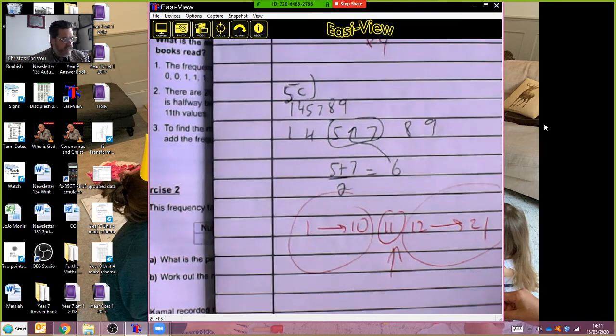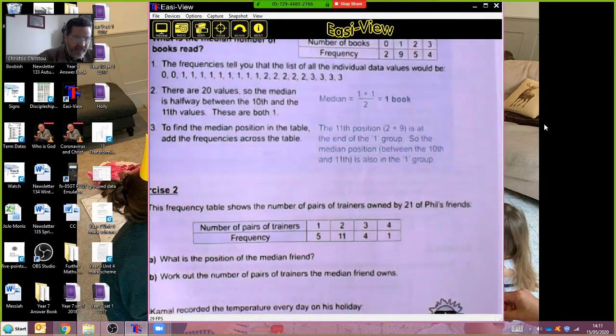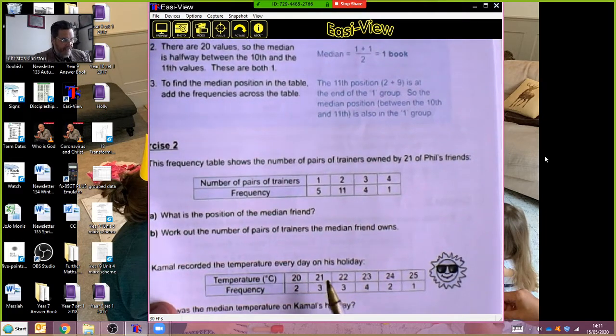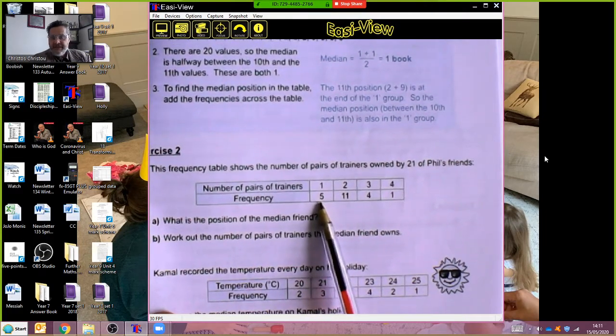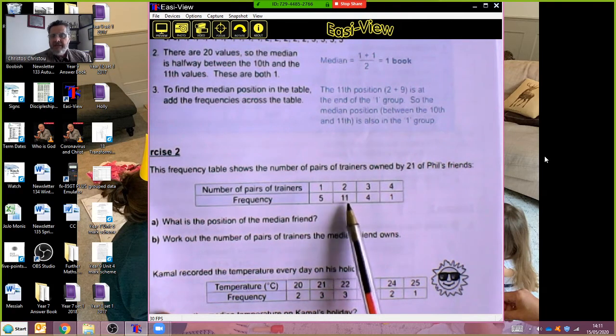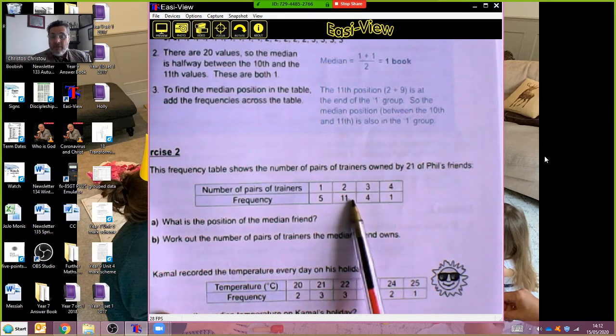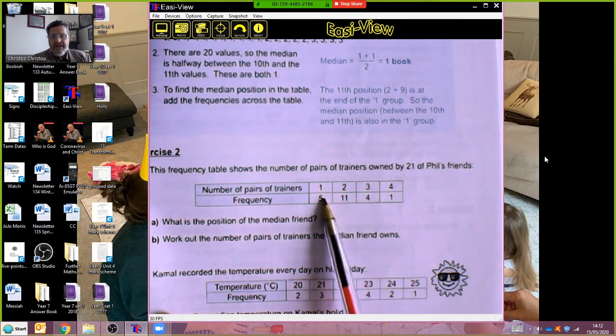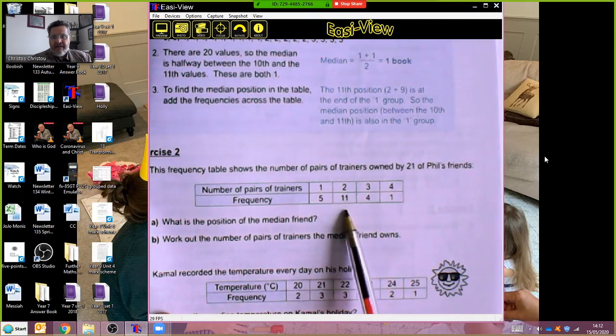Now that's the kind of thinking for GCSE. Now look at where the 11th friend is. These are the first 5 friends in order. How many friends are we up to at this level? Very good. We're up to 16. 5 plus 11 is 16 friends. Cool. Which means the 11th friend is not going to be in the first 5, but it will be in the next little batch of friends, because 5 plus 11 is 16. Definitely the 11th friend happens to be in this little category, and the 11th friend has 2 trainers.